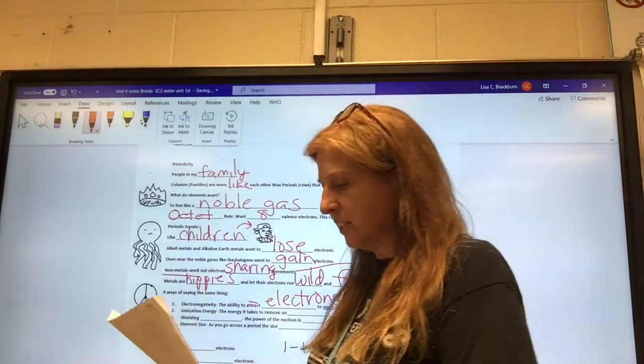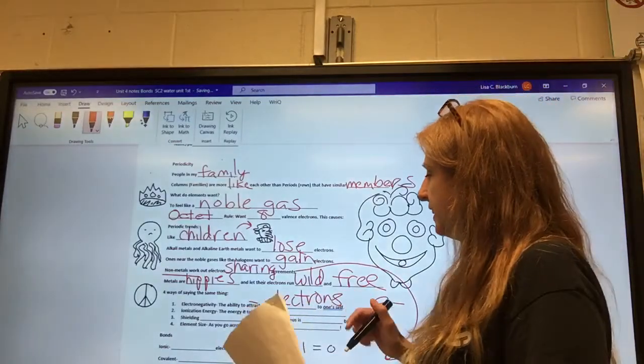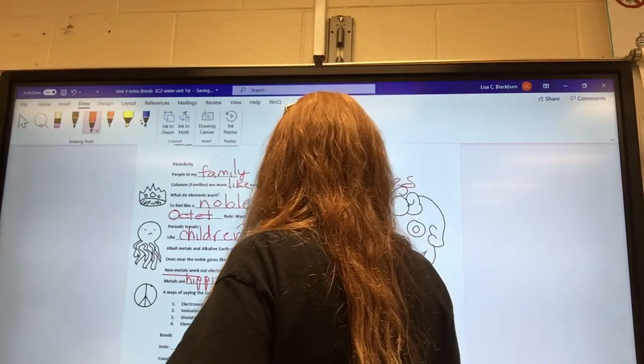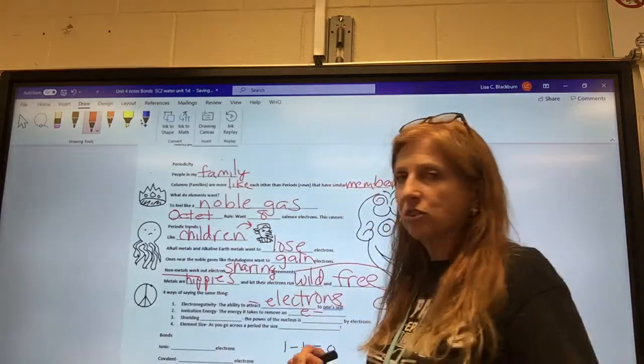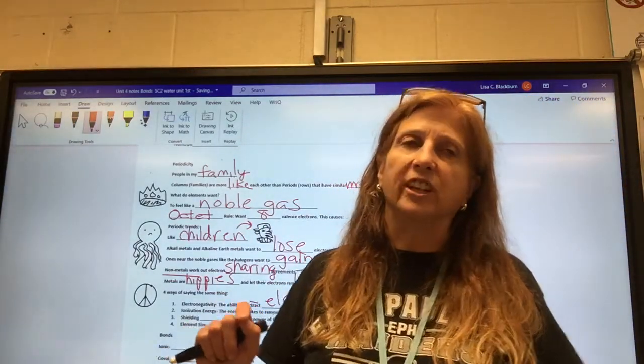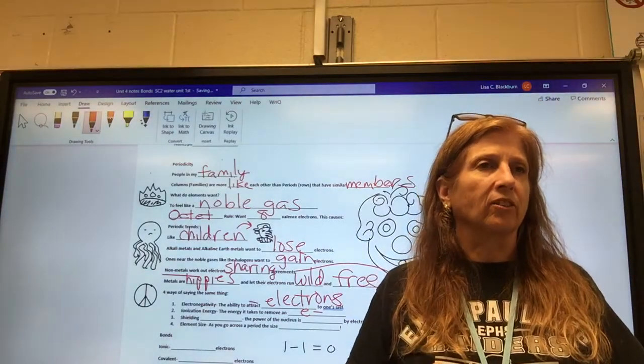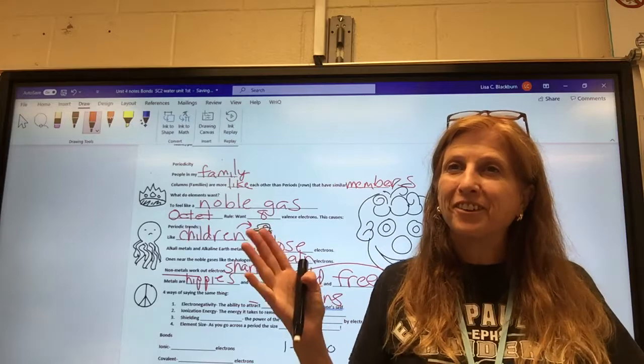Okay, here's another way to say it. Ionization energy. This is the energy it takes to remove an electron. How much energy does it take to remove one? Would it take more ionization energy to take one of chlorine's electrons or sodium's electrons? Chlorine's. Y'all are doing so good with this.